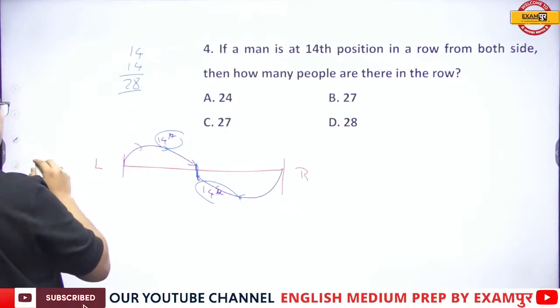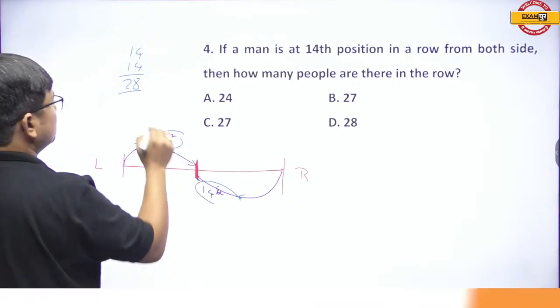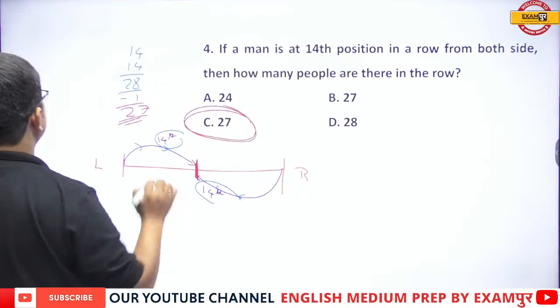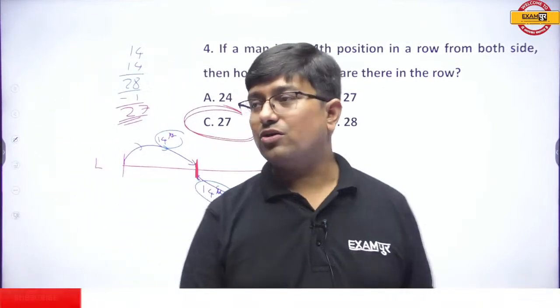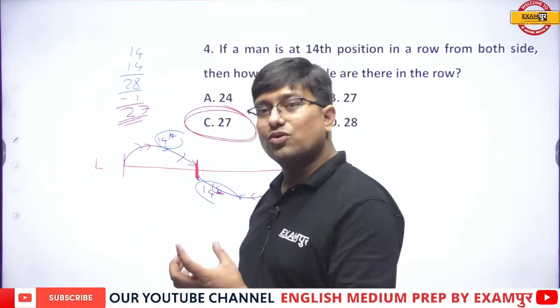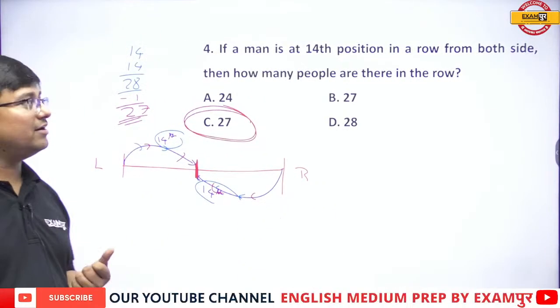But then we cannot count one person twice. So we subtract 1 to take care of double counting, and therefore the right answer is option number C, 27. We cannot count one person twice, as he is 14th from here also and 14th from here also. So we subtract 1 to take care of double counting, and the answer is 27.